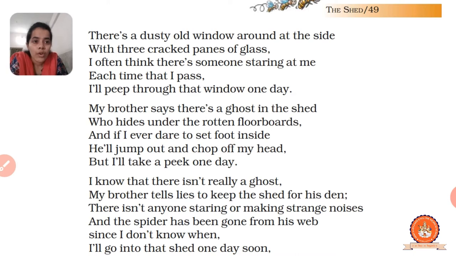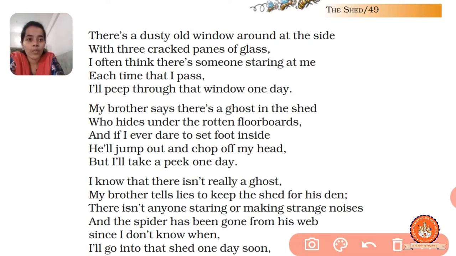So who is the ghost hiding under the rotten floorboards? First of all we underline both the words rotten and floorboards, okay? Floorboards means the wooden board is there, all right, and it's very rotten, it is in very bad condition, okay? It is not in very good condition. So the poet's brother is saying that there is one ghost who is hiding himself in those rotten floorboards, okay?